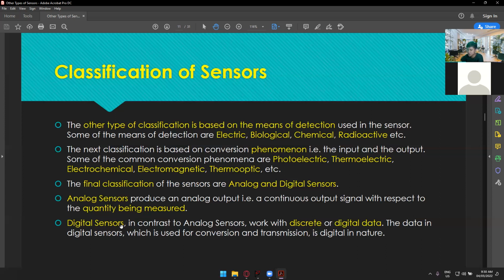On the other hand, digital sensors, of course, use discrete or digital data, so they can only read ones and zeros. So it's only binary or any kind of discrete data or digital data. Okay, so yeah, those are the classifications of sensors. Again, we will only focus on electronic sensors.